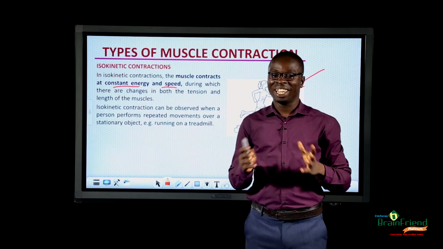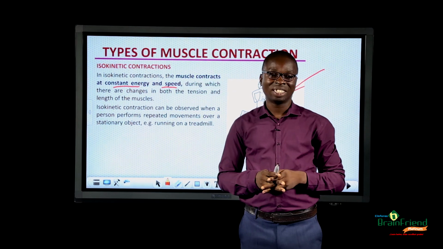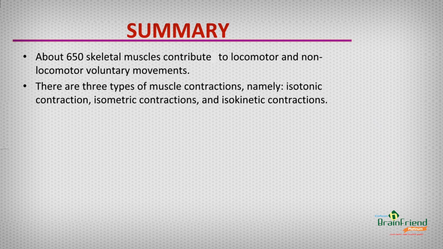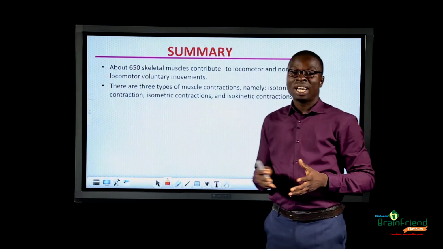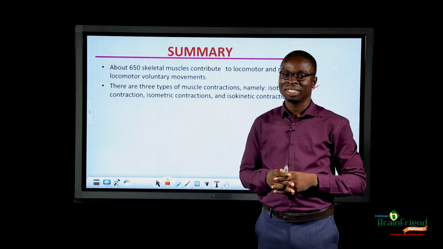So this brings us to the end of this lesson. But before we go, let's take a quick summary of what we've learned so far. First, we learned that about 650 skeletal muscles contribute to locomotor and non-locomotor voluntary movements. And lastly, we learned the three types of muscle contractions, which are isotonic contraction, isometric contraction, and isokinetic contractions. Now, let's take some questions to see how well we can remember what we've learned so far.